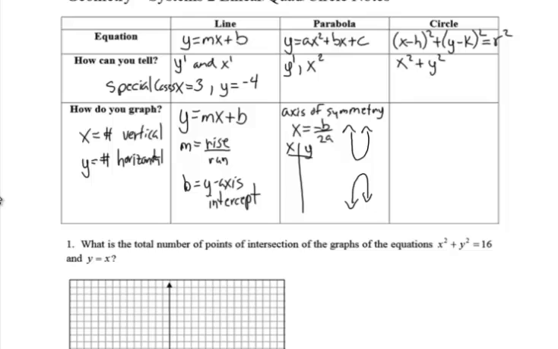See, in a line, they're to the first power. In a parabola, only the x is to the second power. But in a circle, they're both to the second power, and you have to have that plus sign. Okay, so that's what we're looking for.